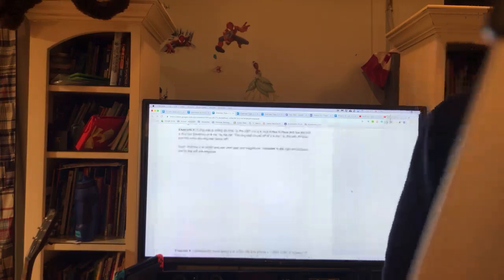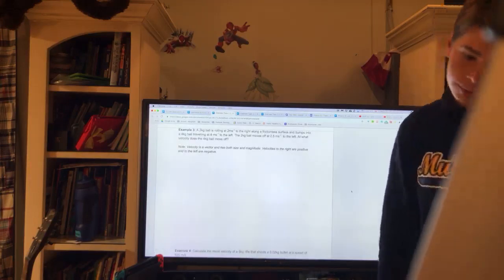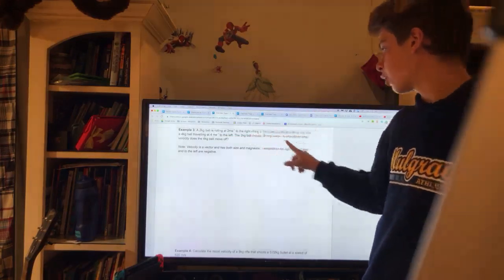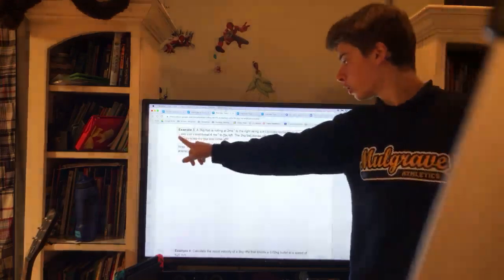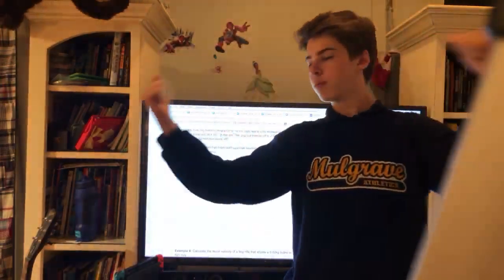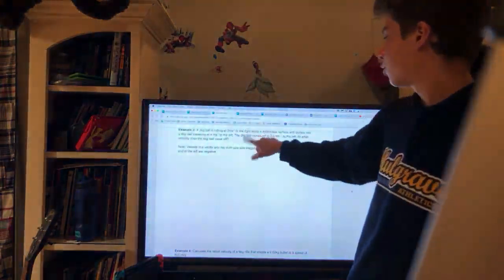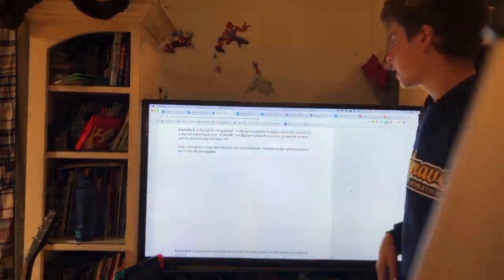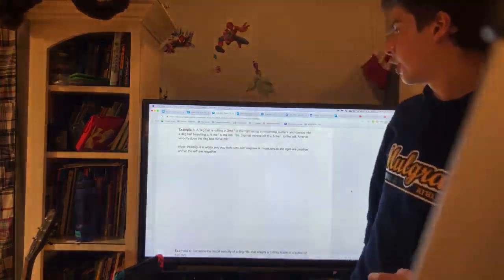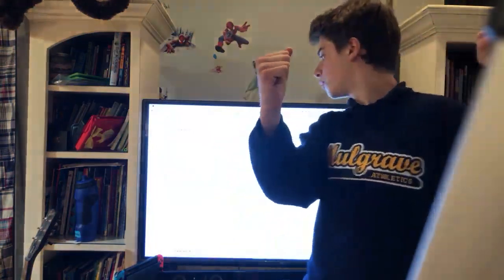Okay, these questions are kind of annoying in my opinion. A 2 kilogram ball is rolling at 2 meters per second to the right along a frictionless surface and bumps into a 4 kilogram ball traveling at 4 meters per second to the left. So basically they go boom, bounce apart. The 2 kilogram ball moves off at 2.5 meters per second. At what velocity does the 4 kilogram ball move? So if I go like this, boom, hit it. This ball moves at 2.5 meters per second, and I have no clue what this one moves at.